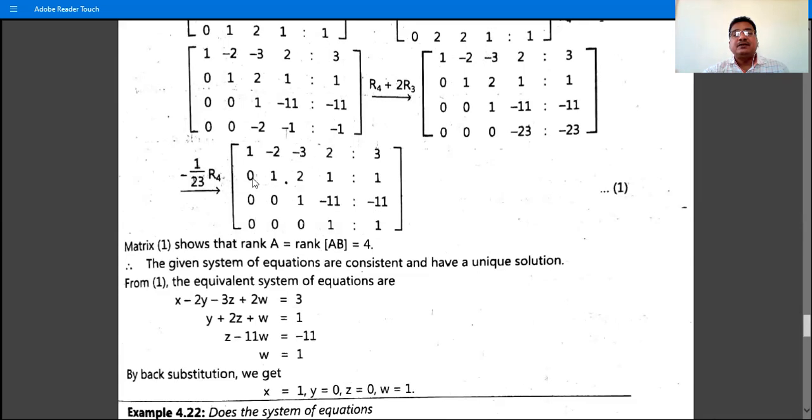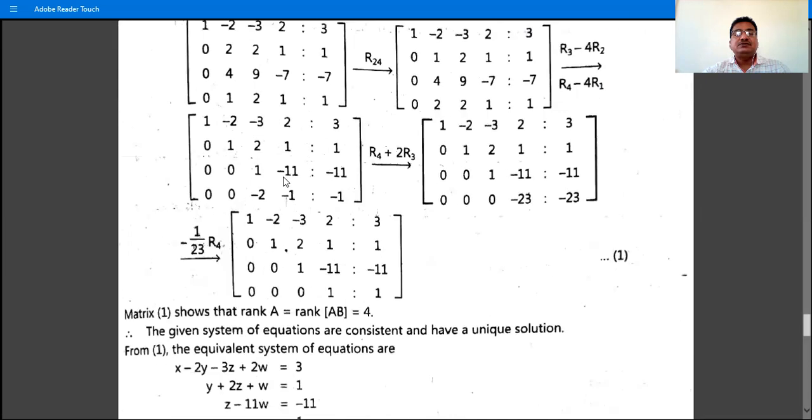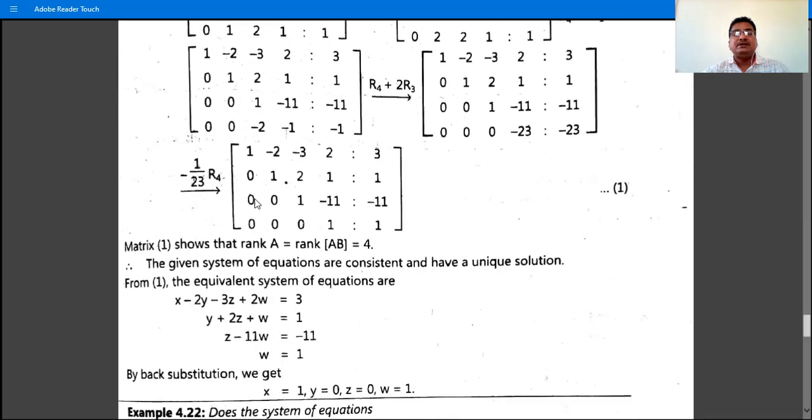This is the first, this is the second row, this is the third row, and this is the fourth row. So in the echelon form of the matrix A, there are 4 rows, and therefore rank of A is 4. And if you observe this whole matrix, then it is the row echelon form of the matrix AB.